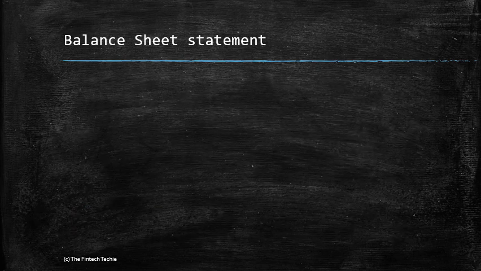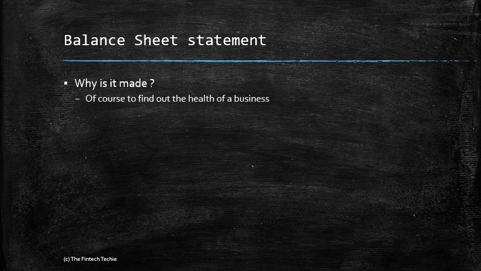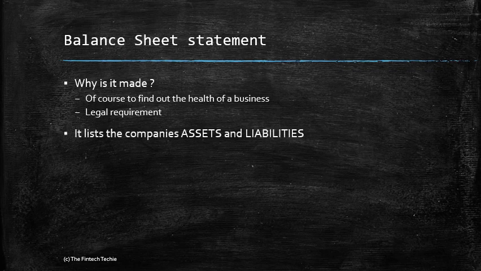Coming to the second most important statement, the balance sheet. First question again arises, why is it made? Of course, it is to find out the health of a business. Now, the P&L statement also is made to find out the health of a business. So why again a balance sheet? We'll find out more in the subsequent slides. Secondly, as in the P&L statement, this is a legal requirement.